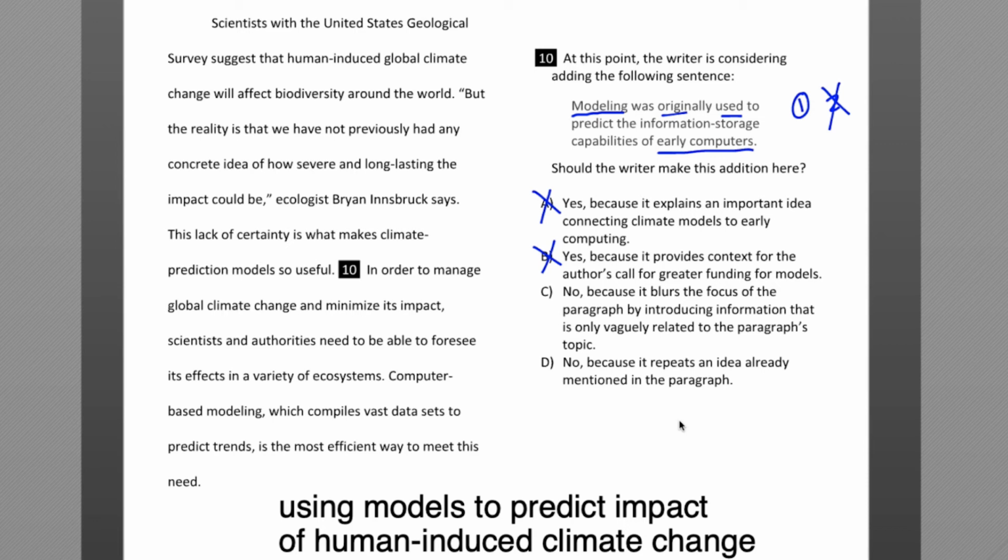So let's look at C. No, because it blurs the focus of the paragraph by introducing information that is only vaguely related to the paragraph's topic. I think that's perfect. The paragraph's topic that we articulated was using models to predict the impact of human-induced climate change. The information they want to add is loosely related to that, but not really related to it. And then what about D? No, because it repeats an idea already mentioned in the paragraph. The sentence that they want to add doesn't repeat an idea already mentioned, but it's not relevant enough to be added. That's why we choose answer C.